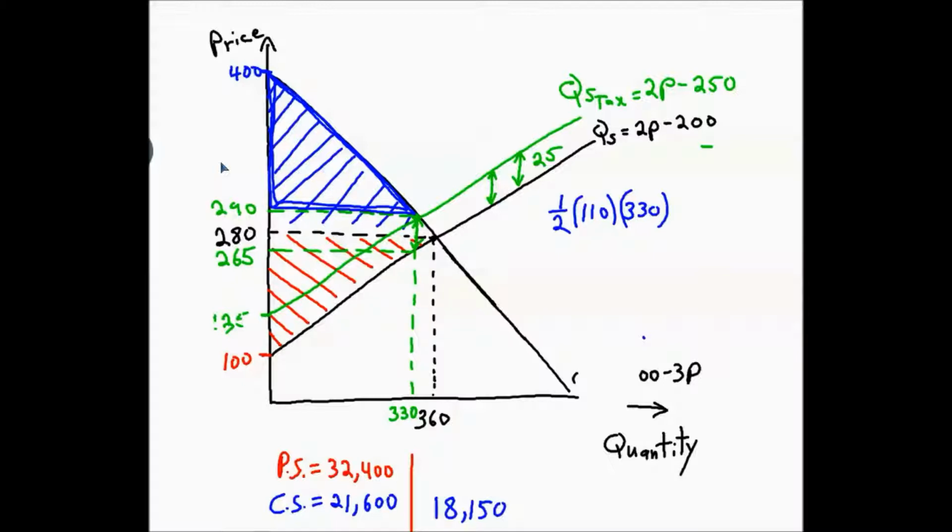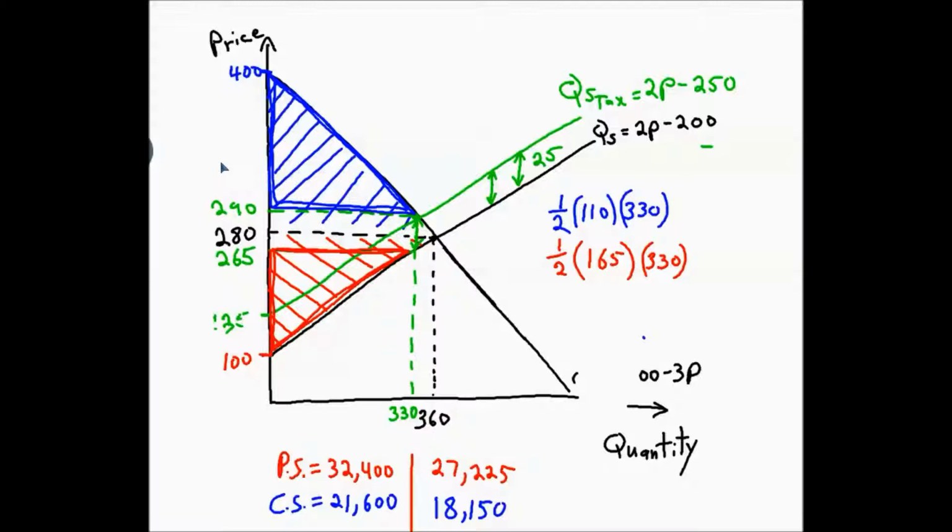Then producer surplus, of course, has also gone down. And its new area is the area above the supply curve. That's this black line down here, and their new price, which is the 265. So the producer surplus is now this triangle right here. Hope you can see that. I get the producer surplus is now 27,225. So it's really obvious that producer surplus and consumer surplus are both less.